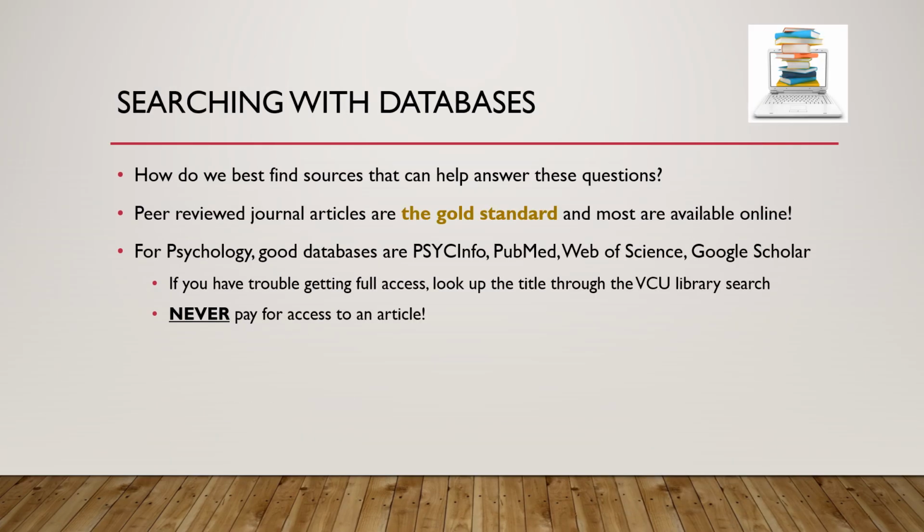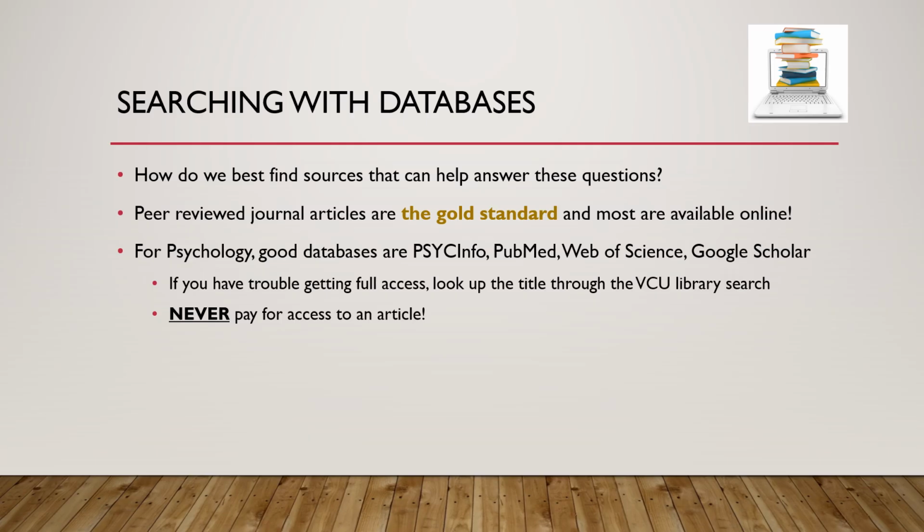So if we can't use these really easy to access online media as our peer-reviewed sources, where do we get them? Where are the best sources to help us find peer-reviewed articles that can help answer the questions that we as researchers might have? Well, the place we're going to go are to these peer-reviewed databases. Remember, peer-reviewed are the gold standards, and they are available online through databases such as PsycInfo, PubMed, Web of Science, Google Scholar. Those are the primary ones for psychology and a lot of behavioral sciences in general, but of course every field has its own database.